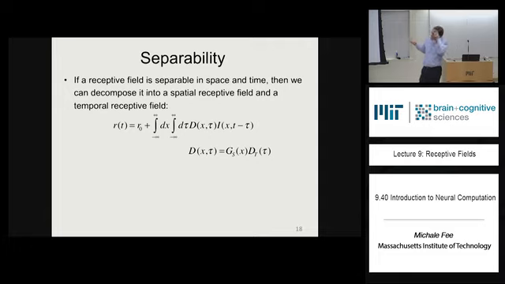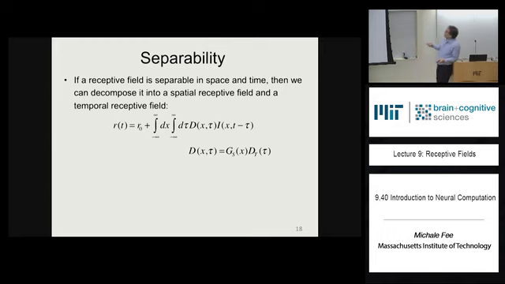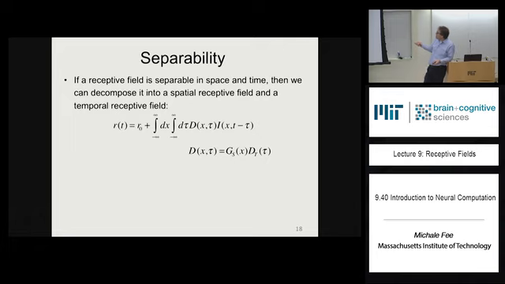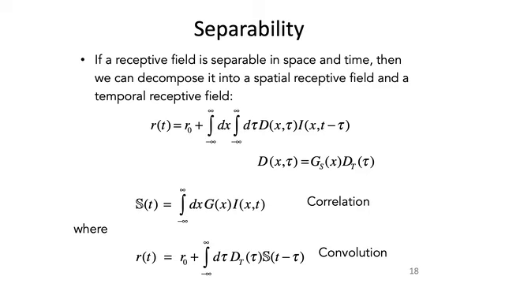Okay, so let's take a look at what happens when you have a separable receptive field. Things become very simple. We can now write our spatio-temporal receptive field as a spatial receptive field, which is a function of position, times a temporal receptive field, which is a function of time. When you put that into this integral, you can pull the spatial part of the receptive field out of the temporal integral, right?